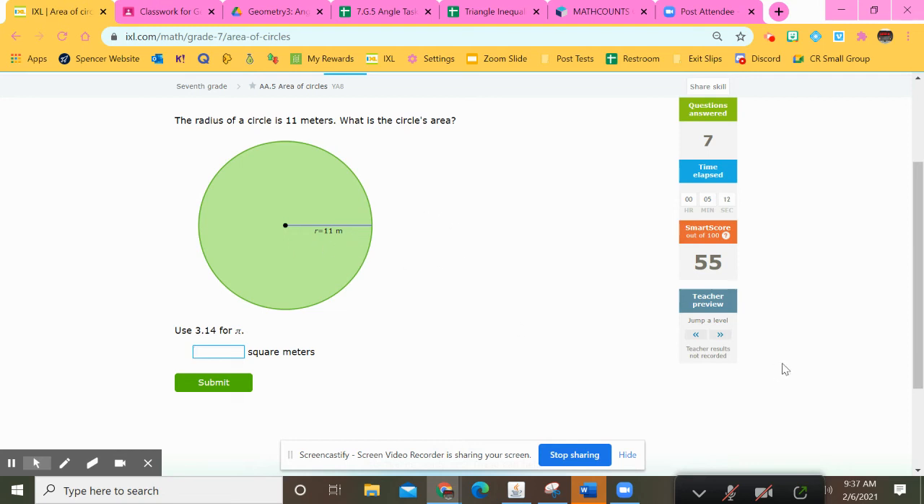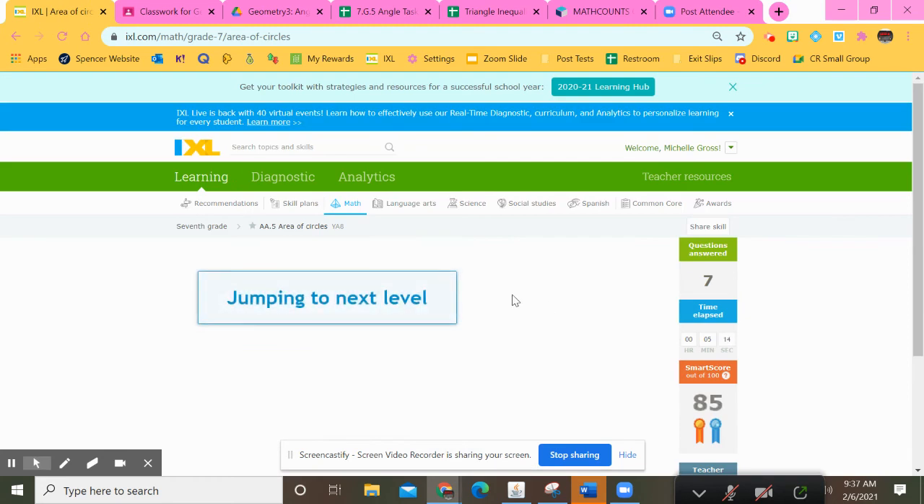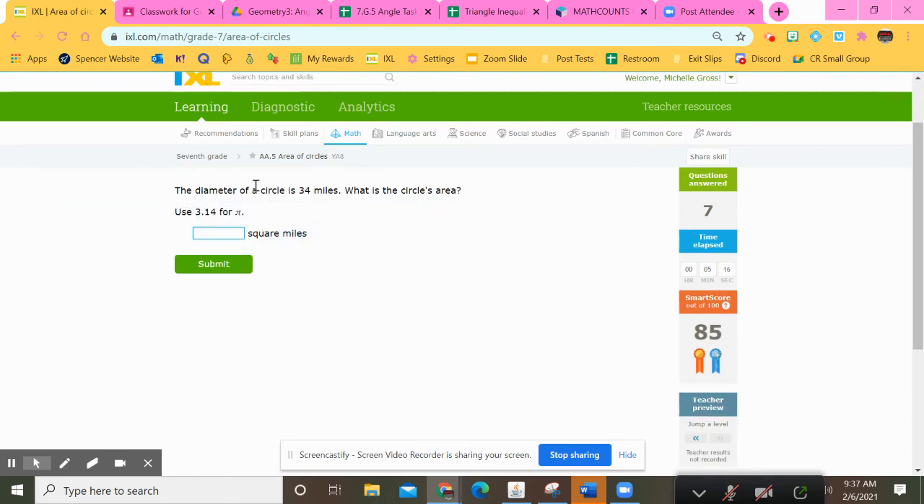So let's do a couple more. I'm going to jump a level to see what the harder questions look like. Diameter is 34. What's its area? So if you got the diameter of 34, then the radius would be half of that. So it'd be 17. So we're going to do 17 squared. 17 times 17 is 289. And then we're going to multiply that by 3.14. And that is 907.46.